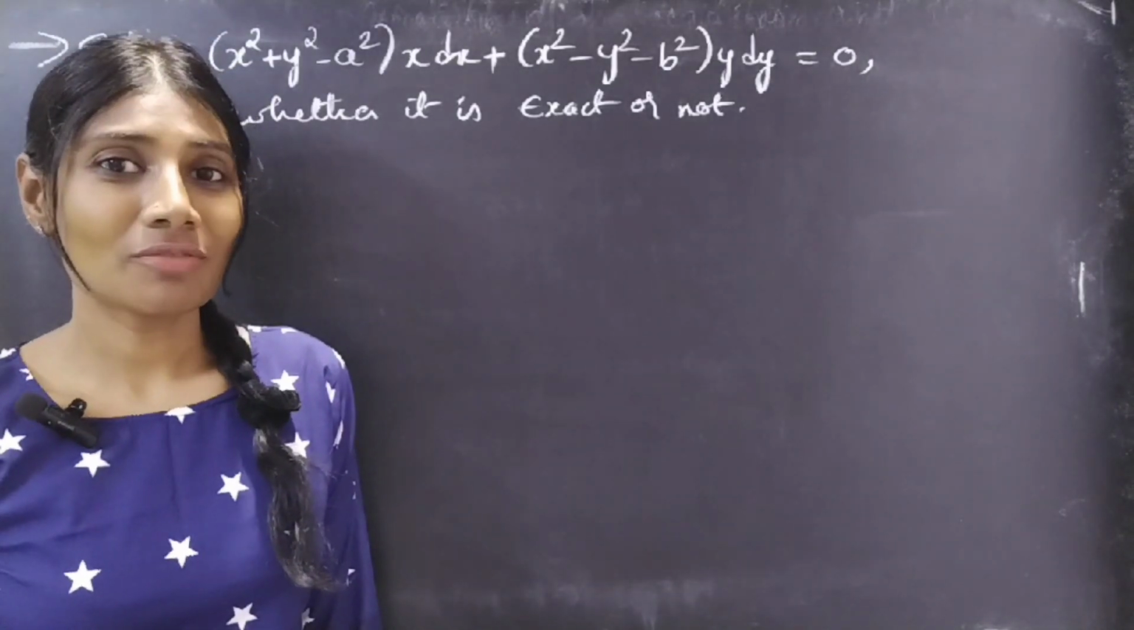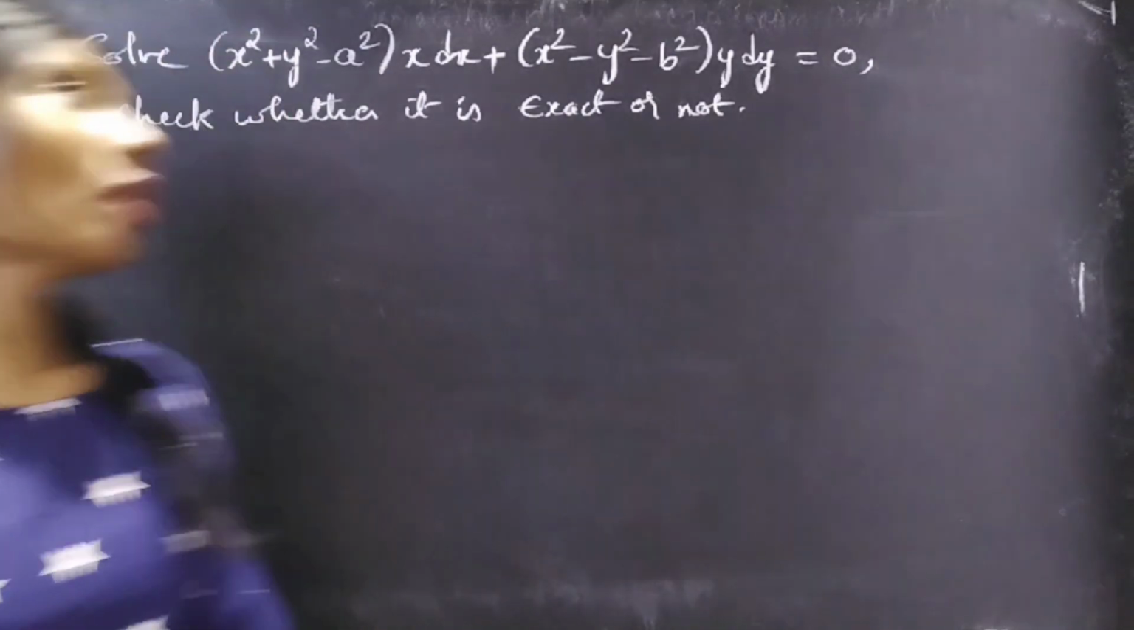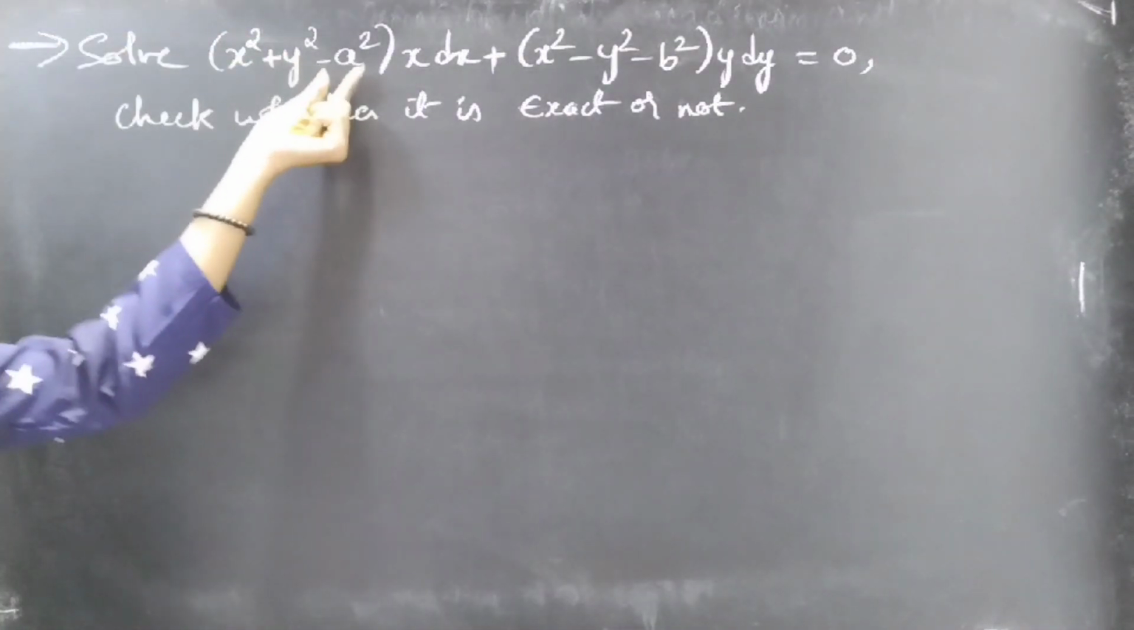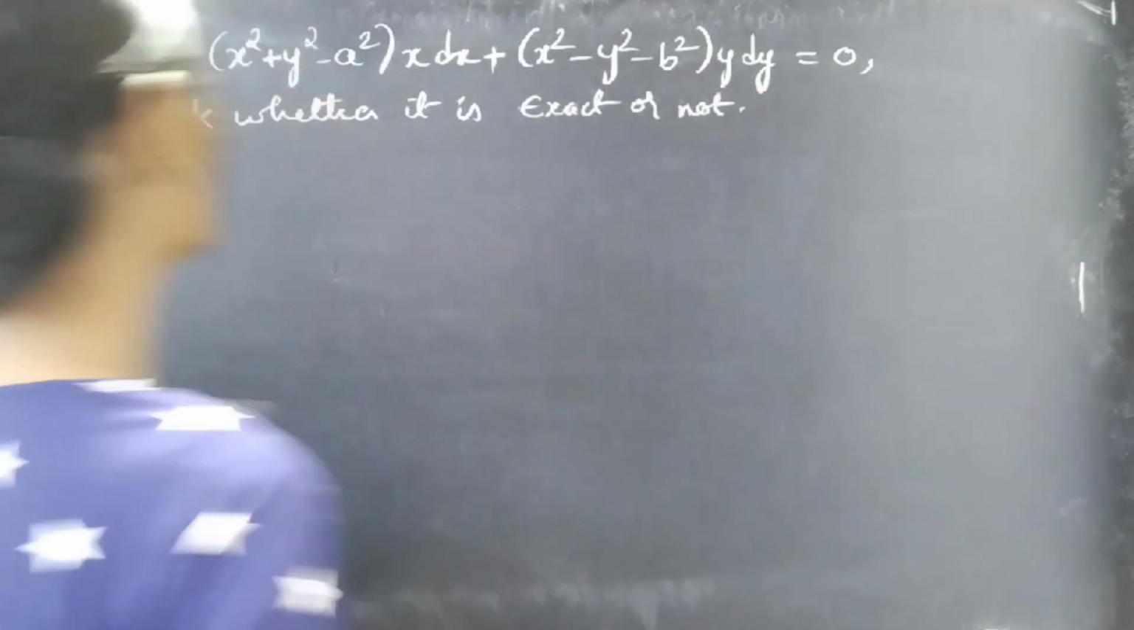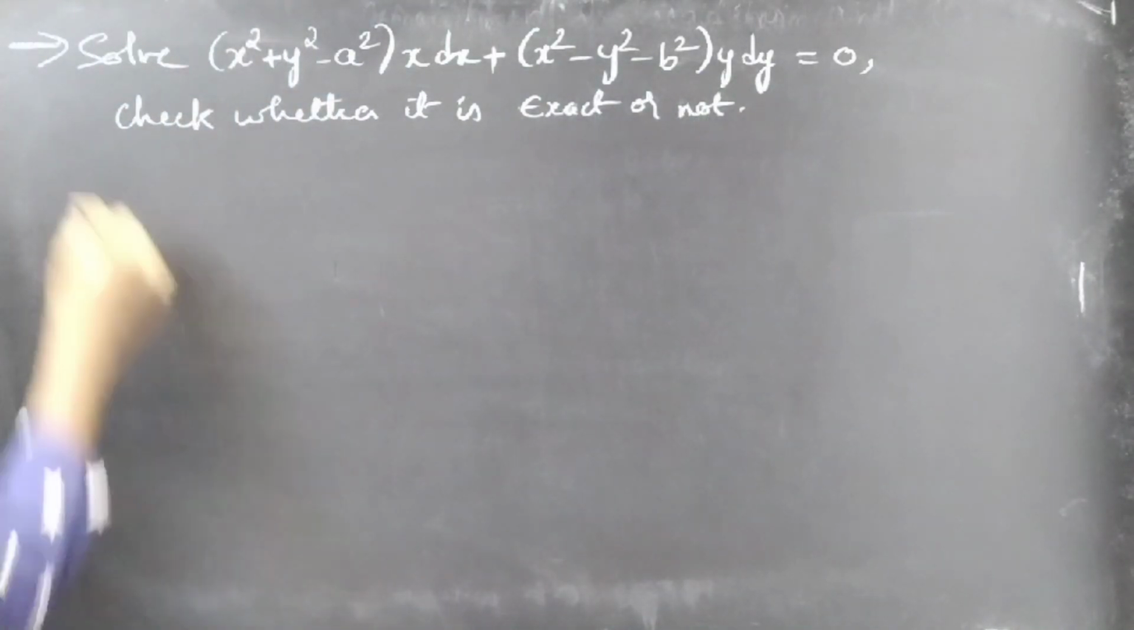In this video, we're going to solve a differential equation. So let's get going. Problem: solve (x² + y² − a²) x dx + (x² − y² − b²) y dy = 0. Check whether it is exact or not.